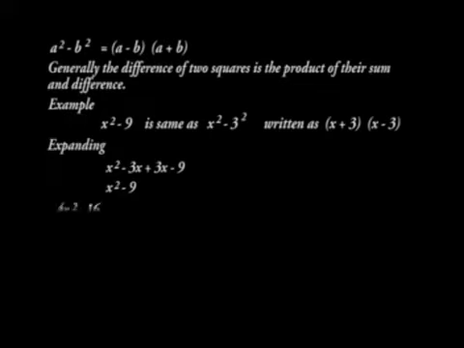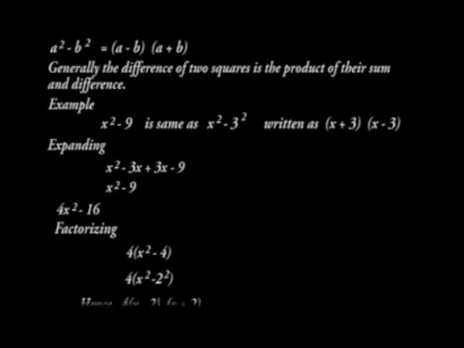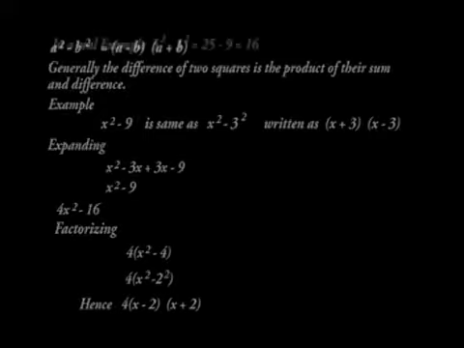For 4x squared minus 16, we first factorize. We get 4 into x squared minus 4. The terms in the bracket is a difference of 2 squares. That is 4 into x squared minus 2 squared, which can be 4 into x minus 2 times x plus 2. In a real example, 5 squared minus 3 squared is equal to 25 minus 9, which is equal to 16. Let's confirm this. 5 minus 3 times 5 plus 3 is 2 times 8, which is 16.